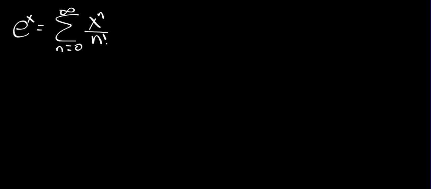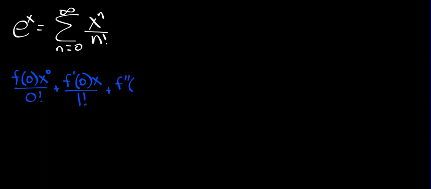We have found the Maclaurin series expansion for e to the x. And there it is: x to the n over n factorial, the summation as n goes from 0 to infinity. Now let's see if we can find the Maclaurin series expansion for sine x.